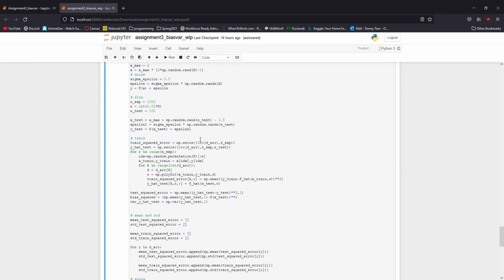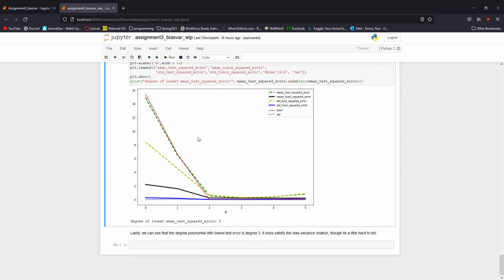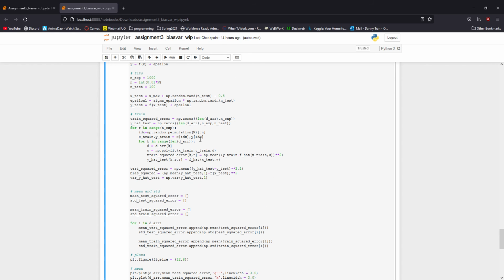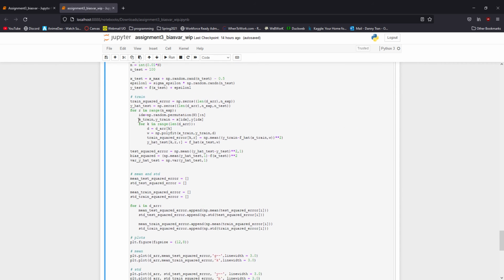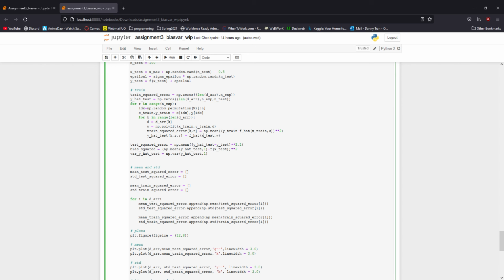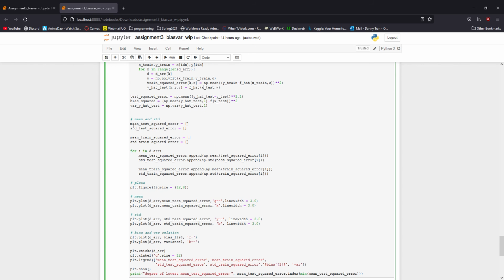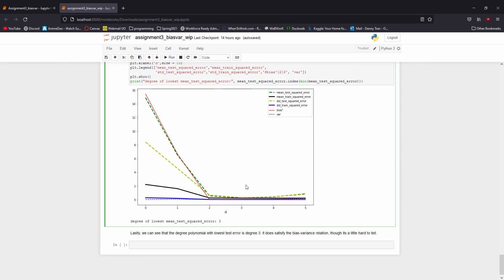Next, this is where we actually find what the test error is and the training error, and we see which degree will give us the lowest error. So we have all the code here. We're computing training errors and then our test errors, and then we want the mean and standard deviation of both, and we're just plotting it. And so we see that for the test errors, the mean and standard deviation are going to be the dashed lines, and the solid lines are going to be the training.